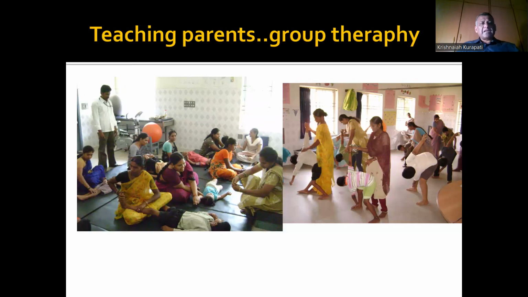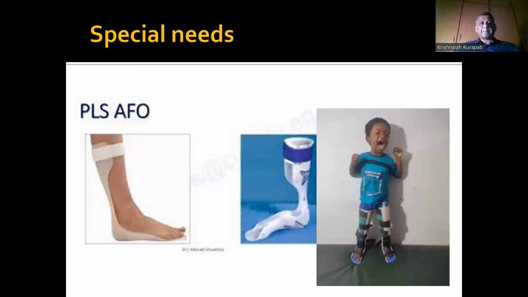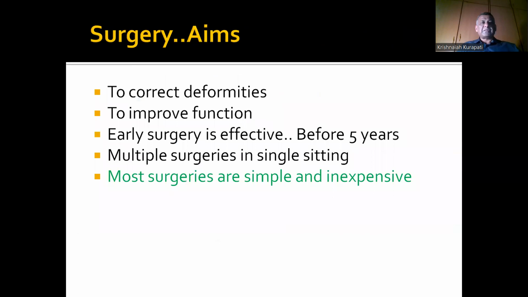Group therapy and teaching parents is a very essential part of treatment because in groups, children enjoy physiotherapy and learn from each other, and they don't feel like it's a specialized treatment, it's part of fun, and parents also learn a lot. These are some of the splints we use to hold those deformed limbs.